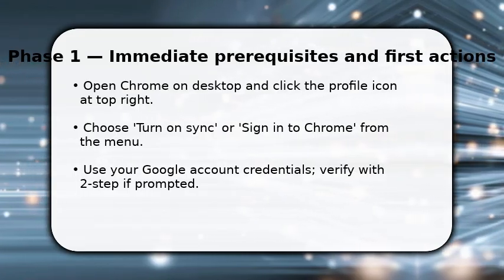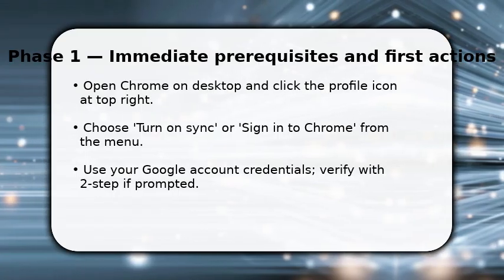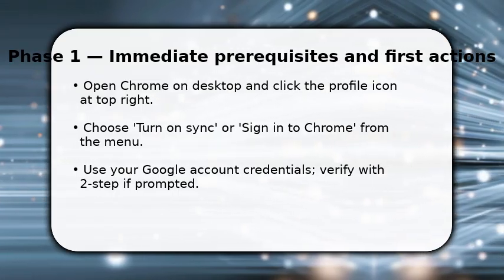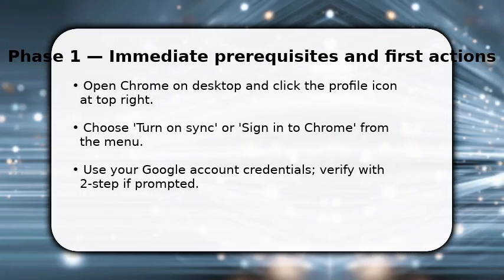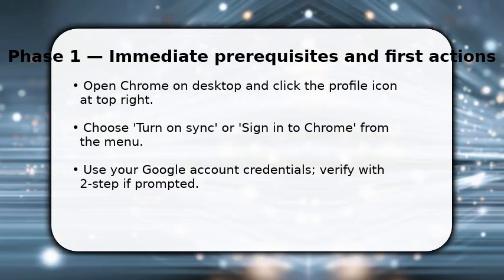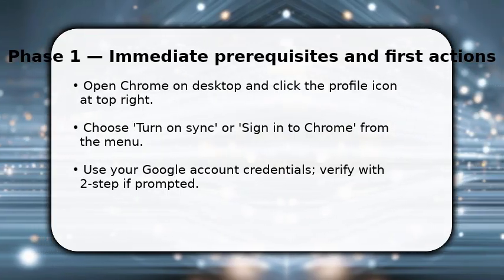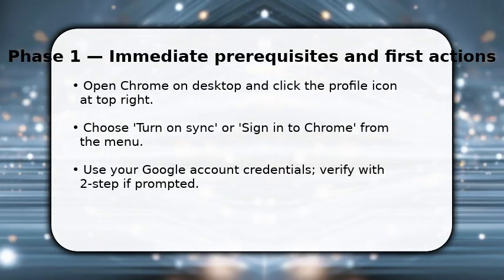Once done, choose to turn on sync so bookmarks, passwords, and history move with you. Make sure you use the account you want associated with this desktop profile. This keeps your settings consistent. This first step ties Chrome on this computer to your Google identity and cloud data.